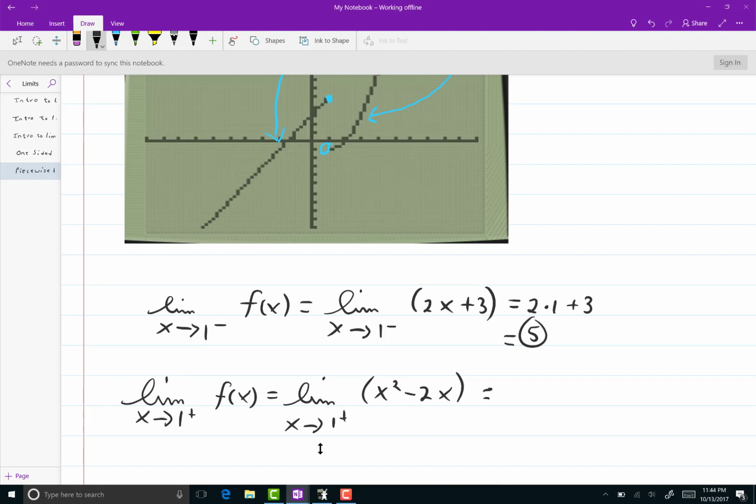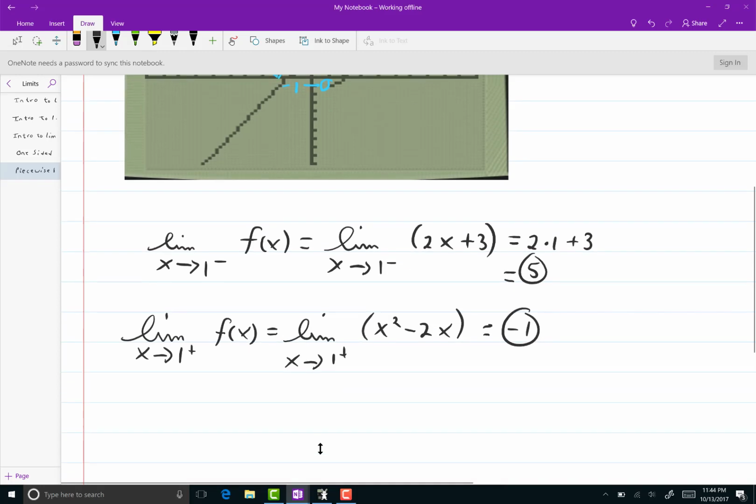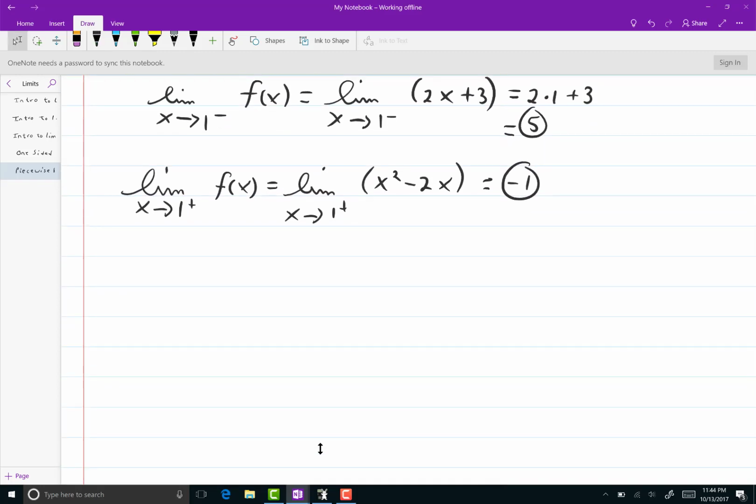And you could plug in the 1 and get -1, or you can actually read it from the graph. Oops, I didn't mean to write in blue down there. It's the y value associated with that hole is -1. So that's my answer for the right limit. So now you know, when the right and left limits aren't the same, the limit itself does not exist.